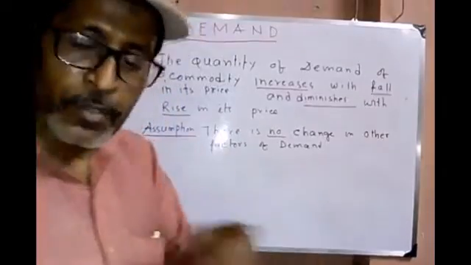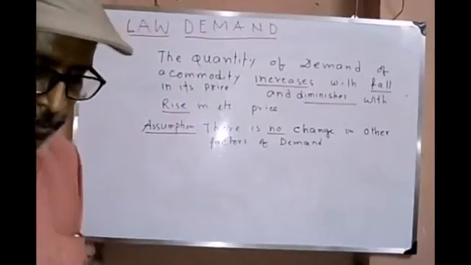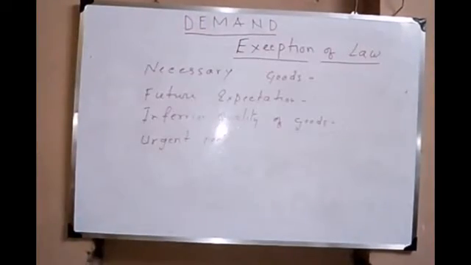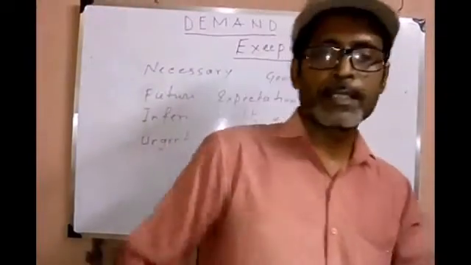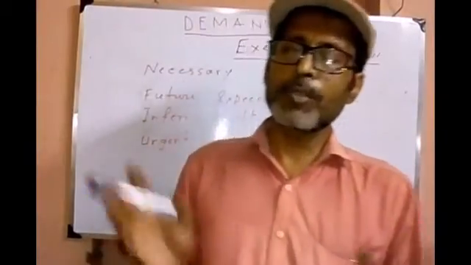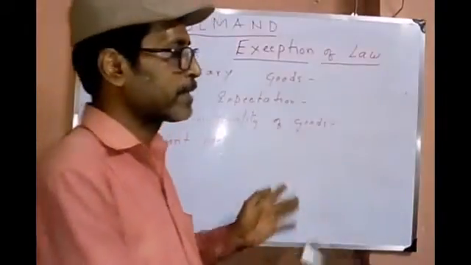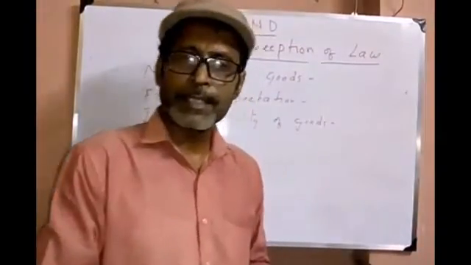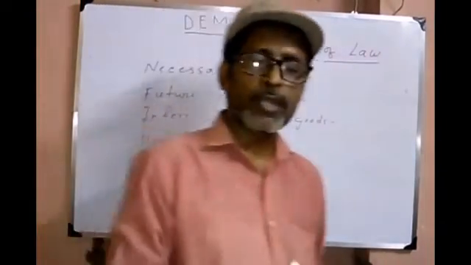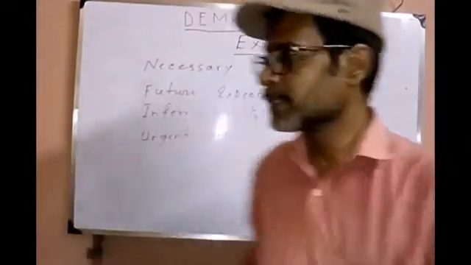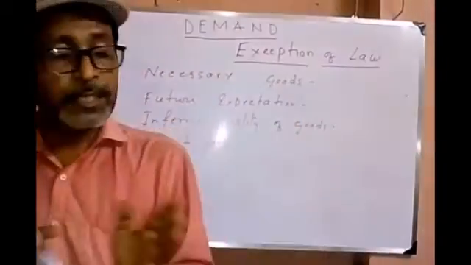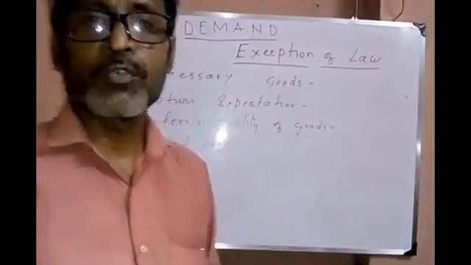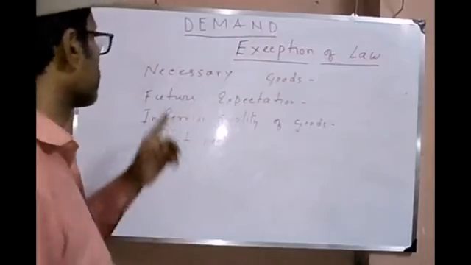Here, exception of the law of demand. The law of demand explains that if the price of a commodity increases, its quantity of demand decreases, and if the price of a commodity decreases, its quantity of demand increases. So there are some exceptions to this law. Number one is necessary goods.